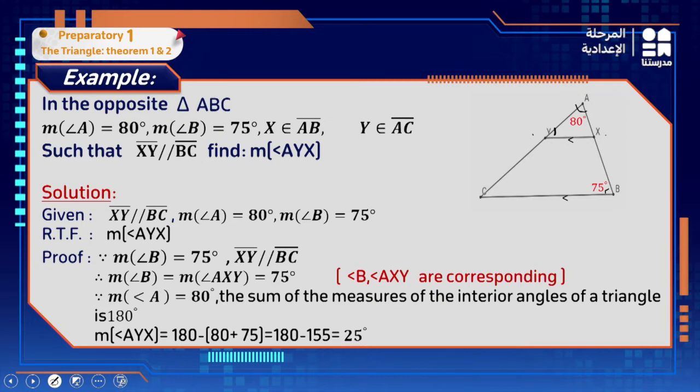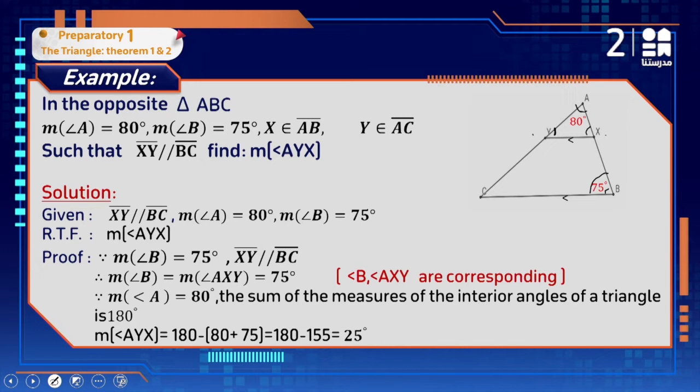Since the measurement of B is 75 and XY is parallel to BC, therefore the measurement of B is equal to the measurement of AXY. By what? By corresponding angles, this one and this one. Since the measurement of B is equal to the measurement of AXY, which is 75.